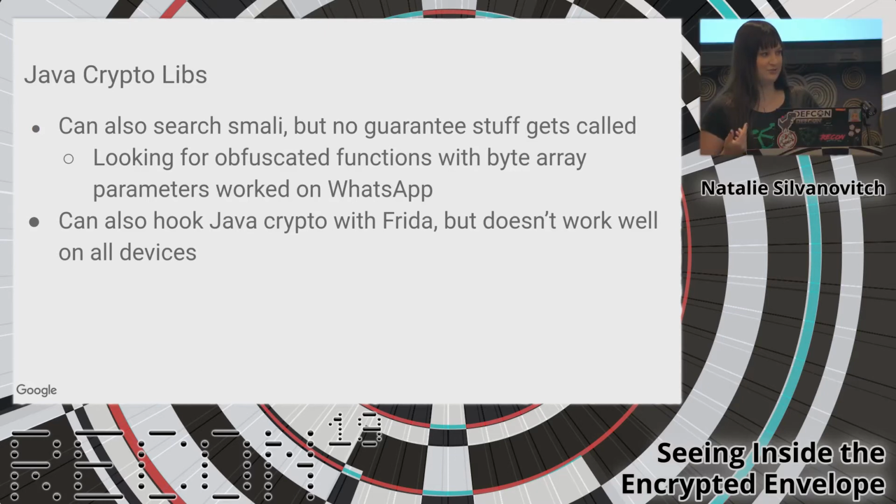I just searched for obfuscated calls that took a byte array as an input and gave a byte array as an output. And there were only 3 or 4 of these in all of WhatsApp, so that was enough to figure out where encryption was taking place. And as I said, you can try this with Frida, but I haven't had much success with that working consistently.